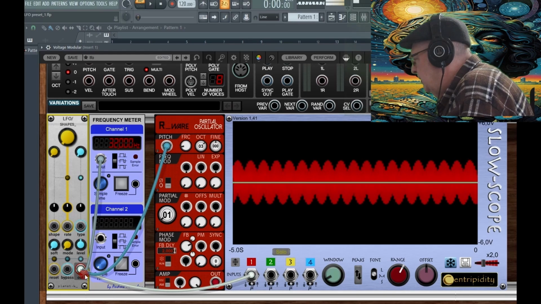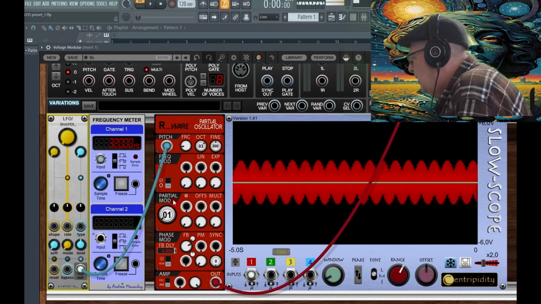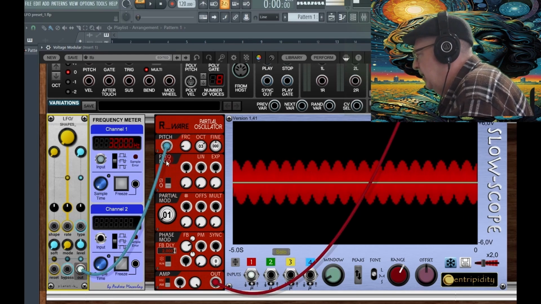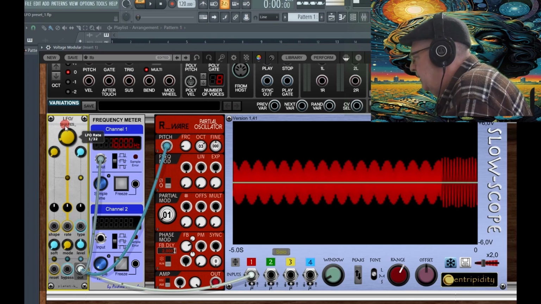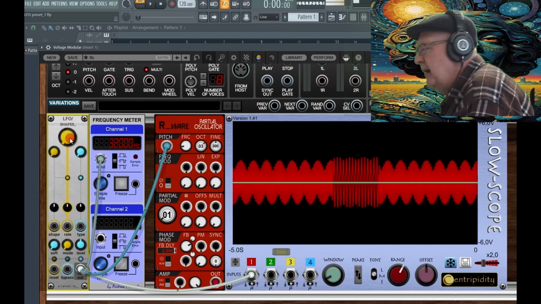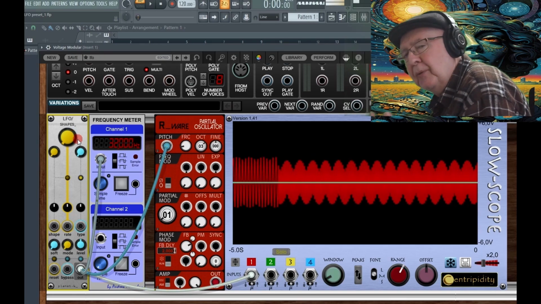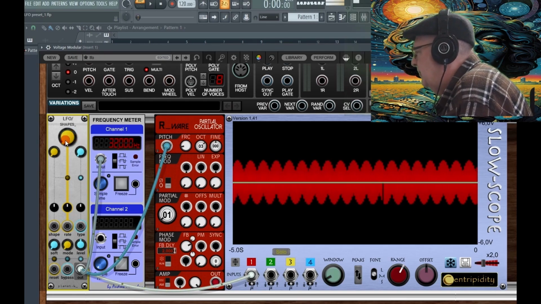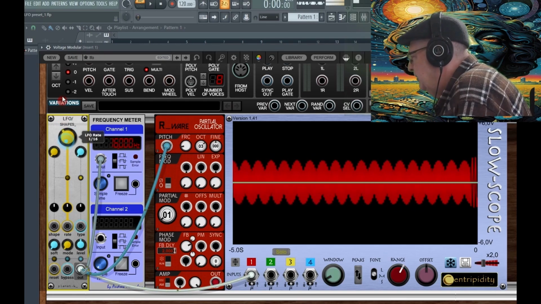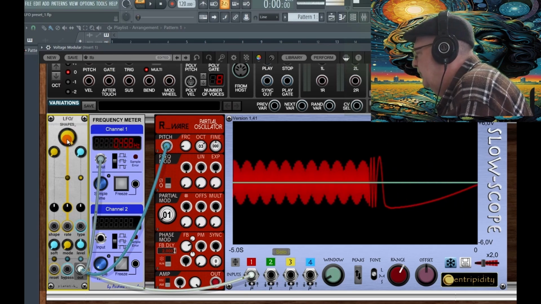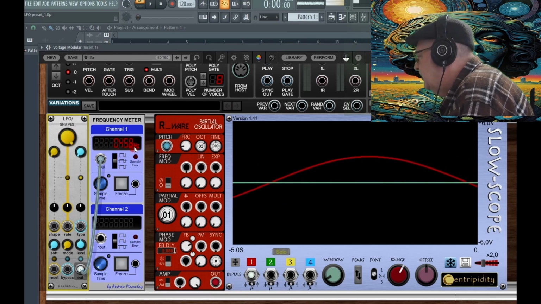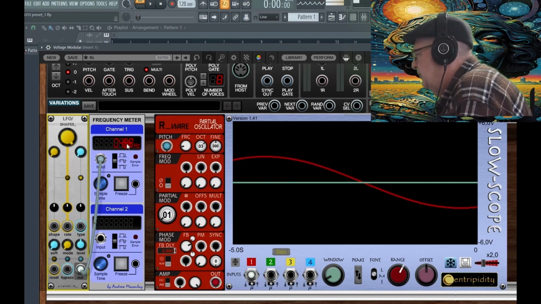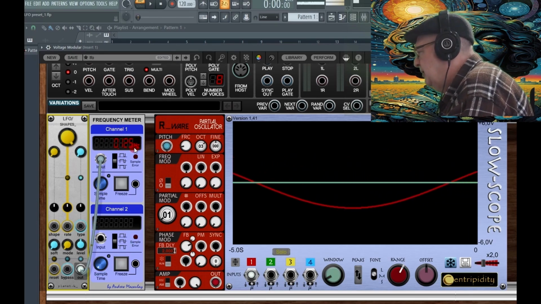So I'm modulating the pitch of the partial oscillator with the LFO here. So in the rates relations to the BPM, it's 1/64th, and on the other end 4 times. It takes a while for the frequency meter to grasp the right frequency.